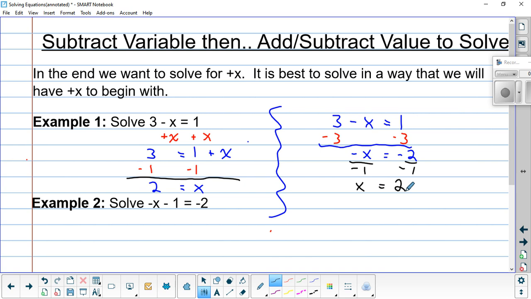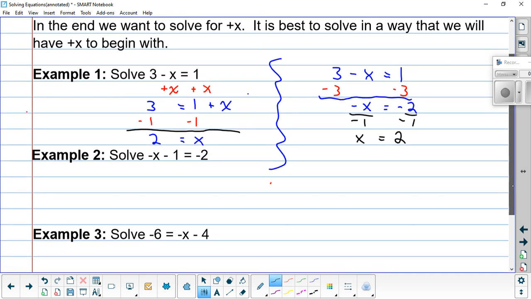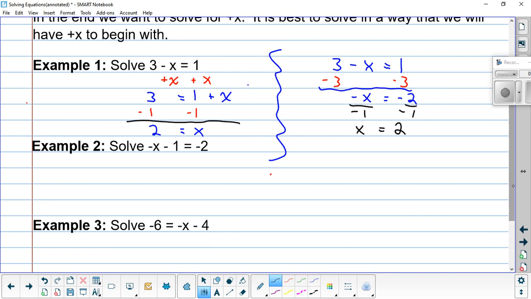So either way you'd like to do it, some people would much prefer the step on the left, others prefer the right method. Personally, after you get used to it, I would use the right method if you're comfortable with it, because you can just switch signs at the end rather than saying divide by negative 1. But I will keep doing both for this next problem.